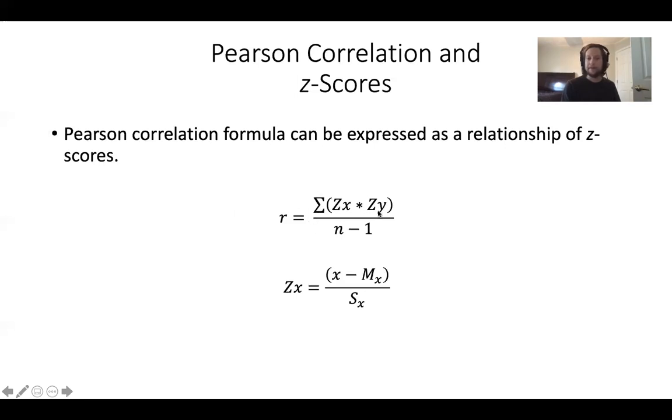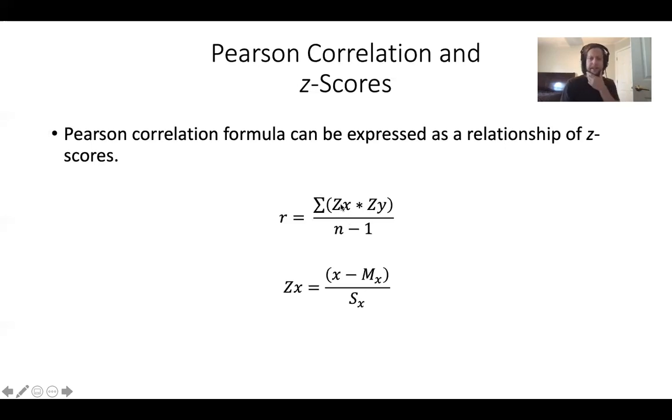So you'll multiply these two numbers for participant, and then the next participant, and the next participant. You'll do that several times, and then at the end of doing those multiplications for each person, you add up those numbers together, and then you divide by the amount of participants minus 1. That's how to calculate R.